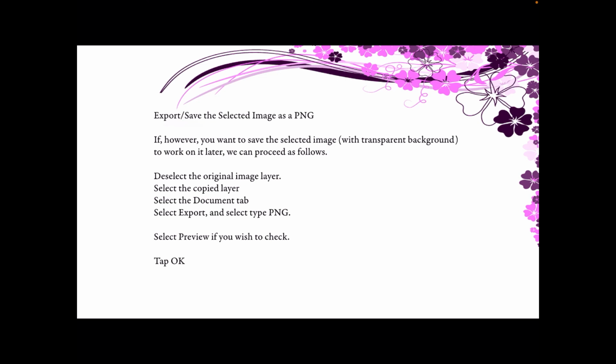Save it with a transparent background, because if you've set it up on a new layer, which will have a transparent background, because you've just pasted it in there. You want to work on it later or use it somewhere else or just keep it in your kit of things, you proceed. Now deselect the original image layer because you don't want that. Select the copied layer. Select the document tab, select export and type PNG. You can tap on preview if you wish to check that it's all okay. And if it is, tap OK.